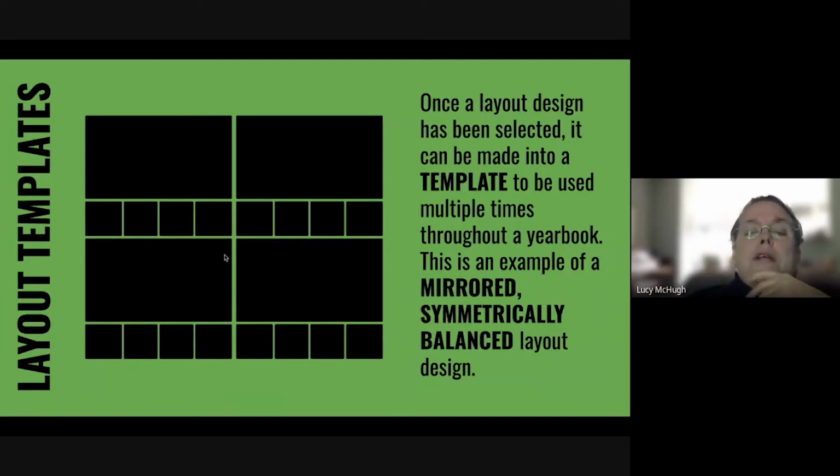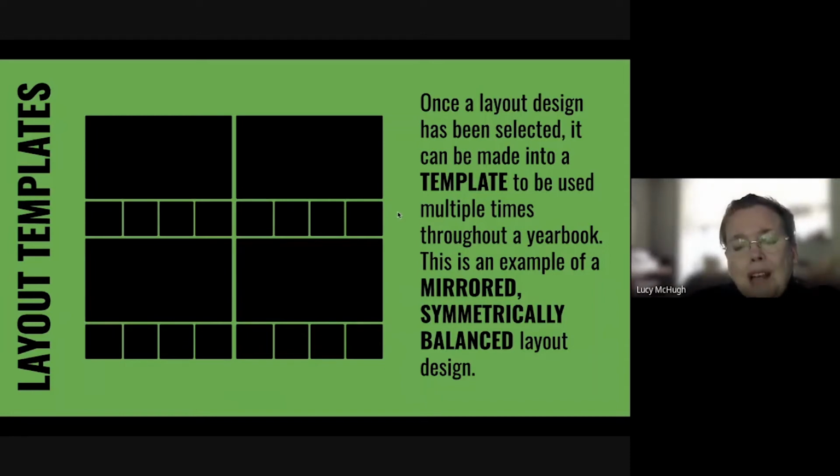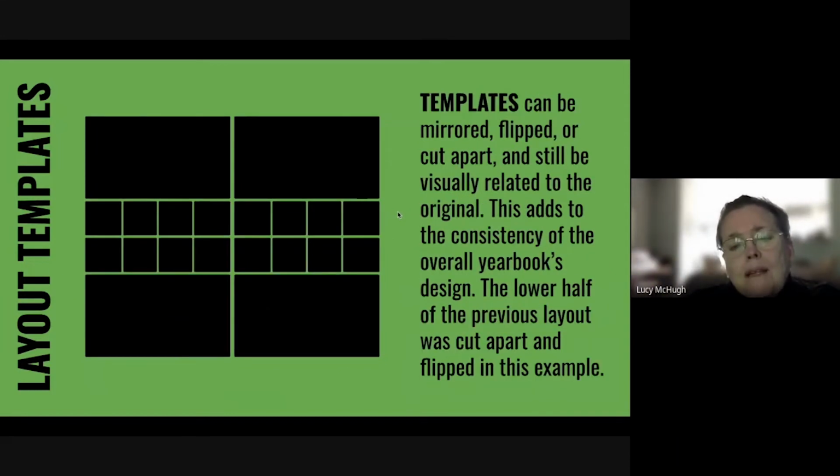So this is a template that has been created by what's called mirroring. So this has just been copied and pasted by rotating it so that it is a mirror reflection of the left-hand side. So the right-hand side is a mirror reflection of the left-hand side. And we call that symmetrically balanced. So a template is something that can be created and it can be used multiple times throughout a yearbook. But if we did a yearbook with only this as a design, it would be kind of boring the entire time. So I highly recommend that you play with it.